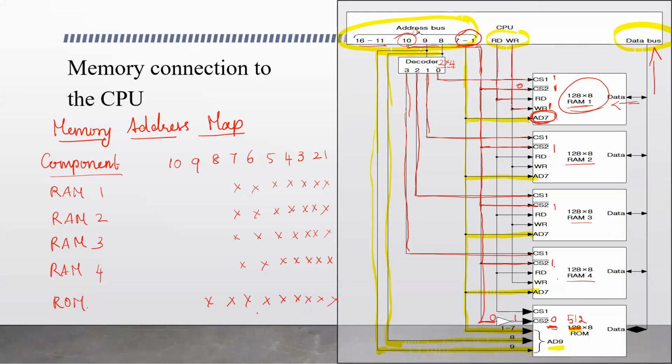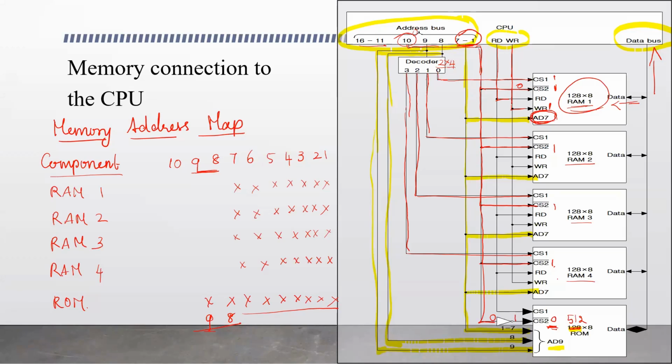The least significant 7 bits plus lines 8 and 9 are also connected as address lines to this ROM. Here, lines 9 and 8 specify what these 2 bits are for random access memory. These 2 bits are to select, this is CS1, right? To select a particular RAM chip.